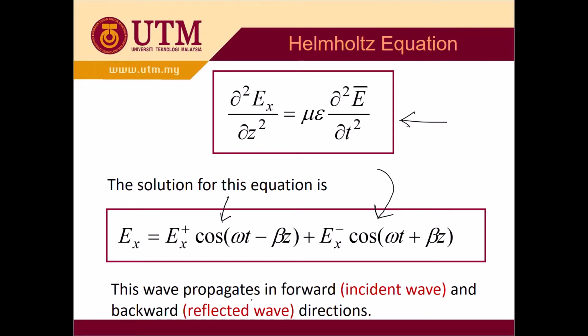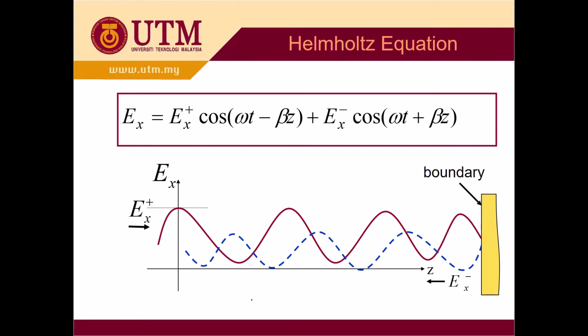So we can see that the wave can further propagate forward, and it can also be reflected. From this expression, we can illustrate it in this figure. We have the Ex plus propagating forward, and also the Ex minus, which is backward. So we have two conditions here.